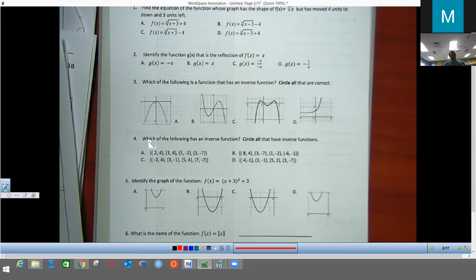So number 4 gives you ordered pairs, and it says, which of the following has an inverse function? Now, I want to make sure you realize this says circle all that have inverse functions. So if there's more than one, you've got to circle them both. If there were 2, this would be worth 2 points. If you circle wrong ones, you're going to lose points.